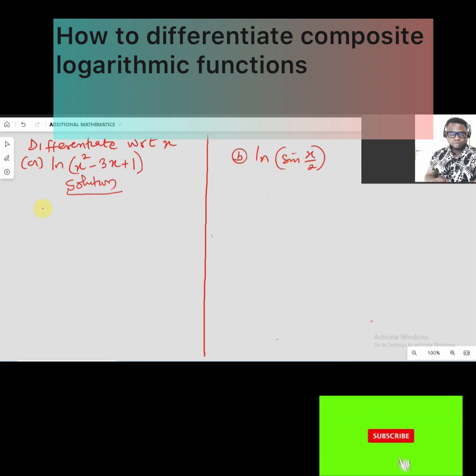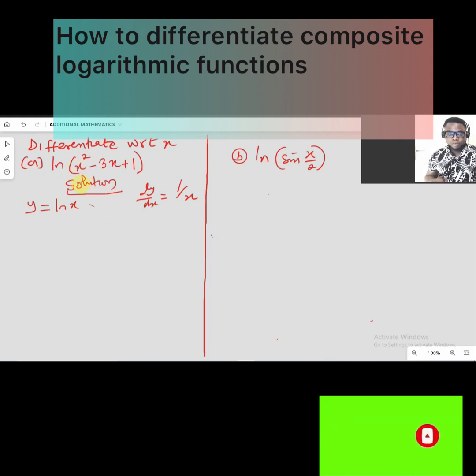So what I need to do, I'm going to recall this. For me to differentiate this, I'm going to recall that if this function is given as ln x, and you want to find the derivative of this, the derivative dy over dx of ln x will give you the inverse of x. So for me to differentiate this expression, I'm going to use the law for composite functions.